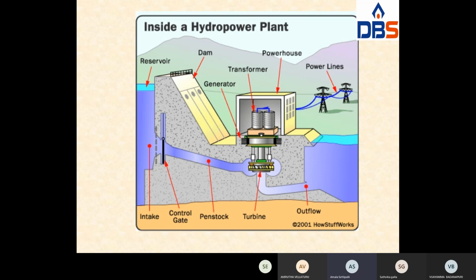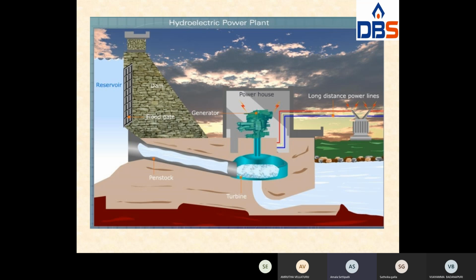That means mechanical energy. See here, this is also another diagram. This is the reservoir, dam, floodgate. Floodgate means, as you already know, whenever floods occur, a large amount of water will be stored in the reservoir. At that time you can open the floodgates.